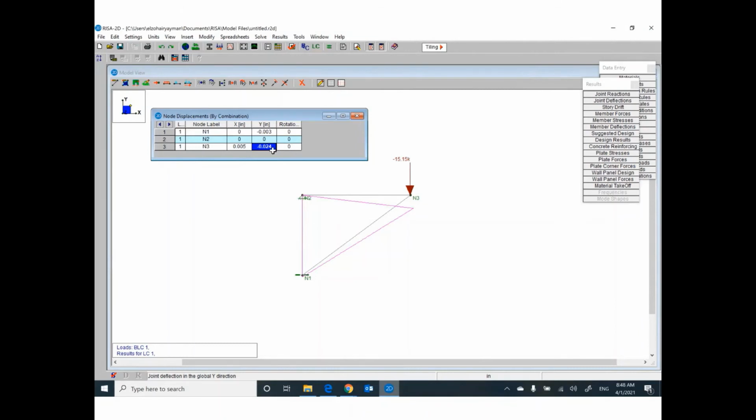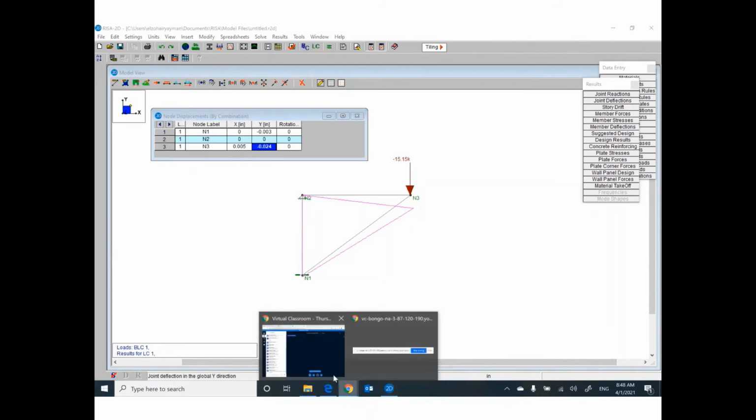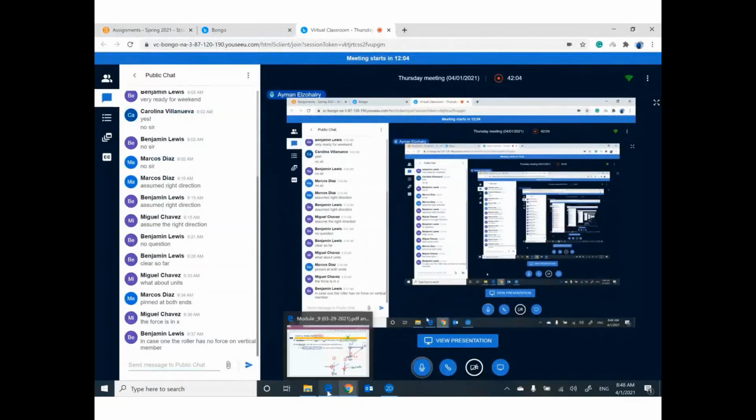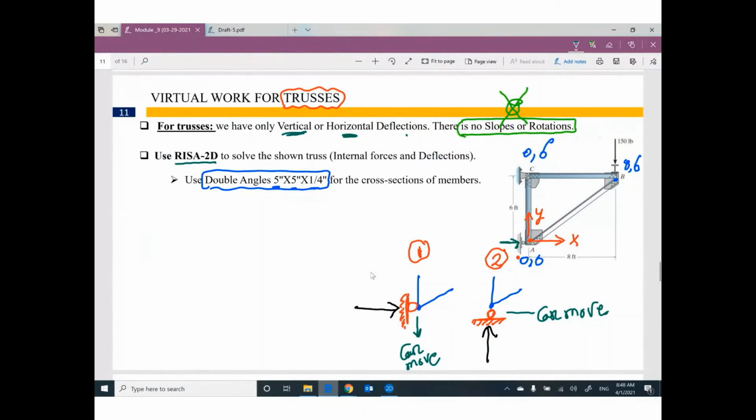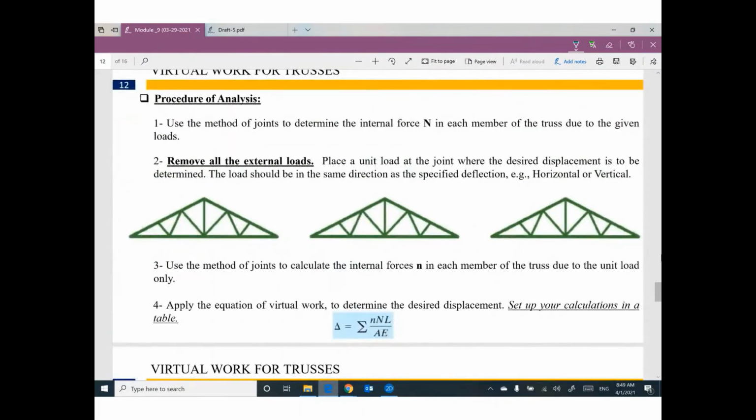We need to learn how to calculate this deflection for trusses. And I told you for any joint in truss, probably we will have horizontal and vertical deflection. Any question? Okay, I will use virtual work to do this. We have 4 steps, and I have surprise for you, for a student who left truss in the first exam.